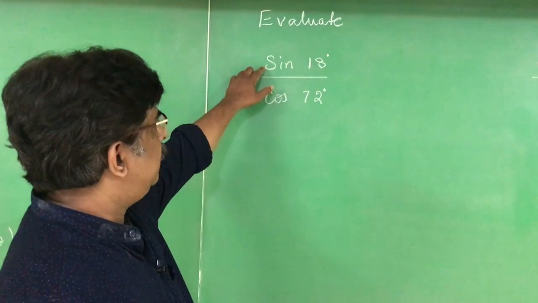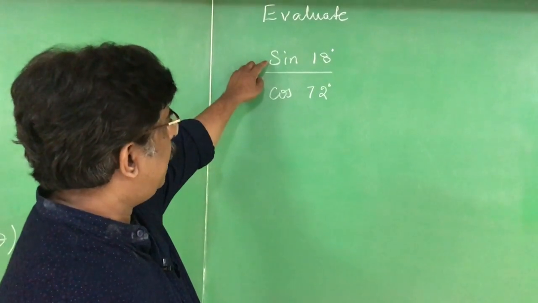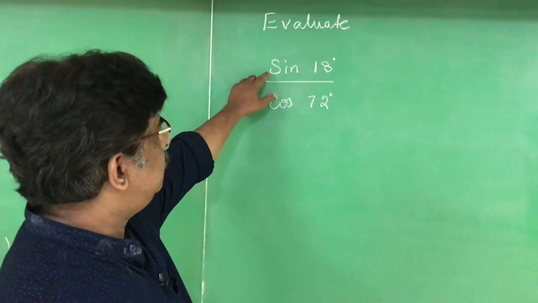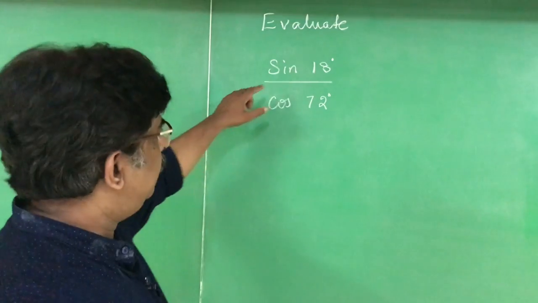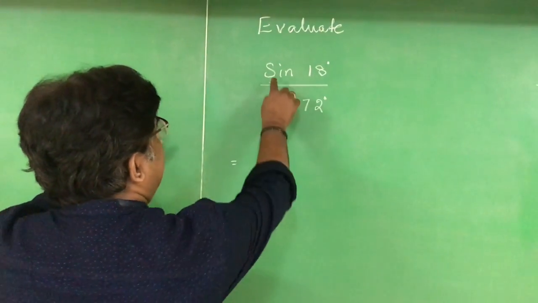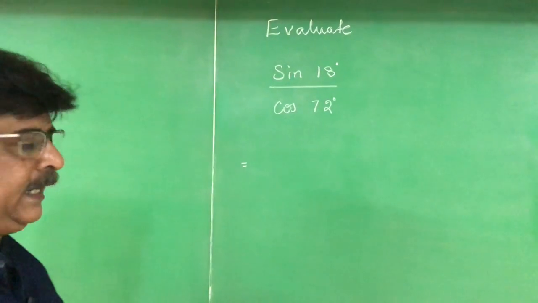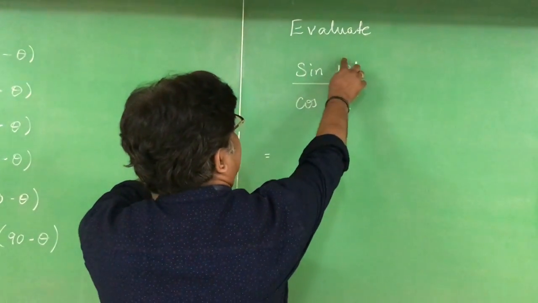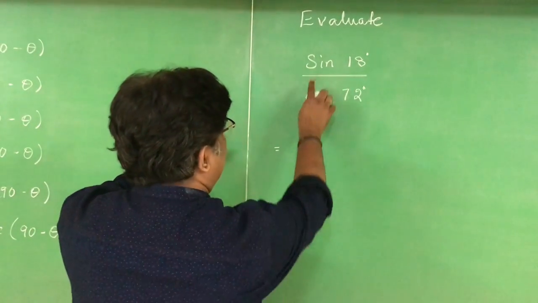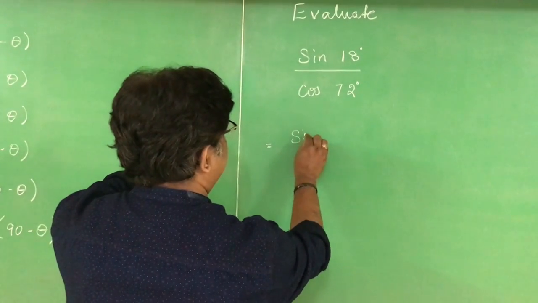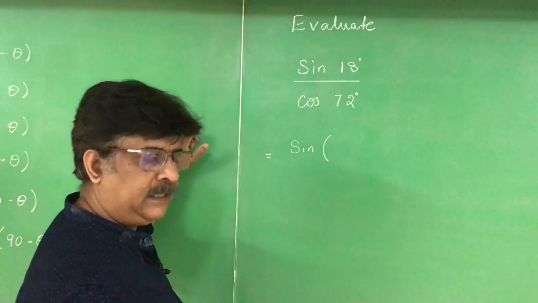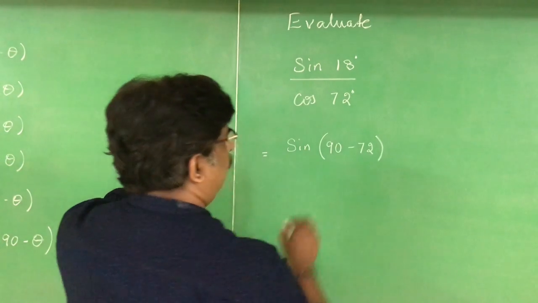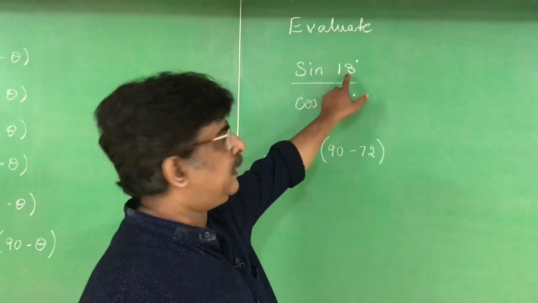Here sin is given, here cos is given. If I want to evaluate, I want to make both sine or both cos. Sine is given, so what I do is change the 18 degrees. Sine 18 degrees, that 18 degrees I write like this: sine of 90 minus 72. Why did I write 90 minus 72? Because 90 minus 72 is 18.